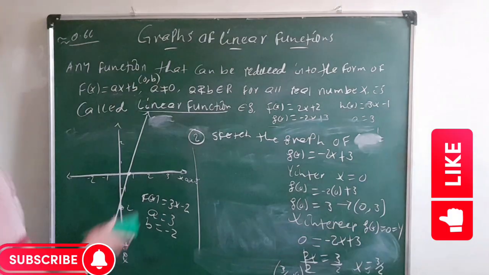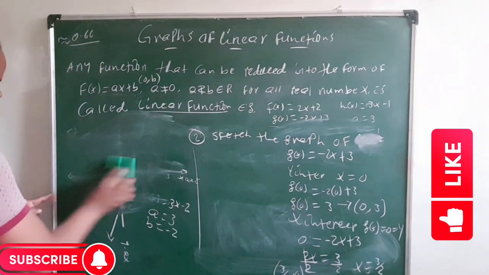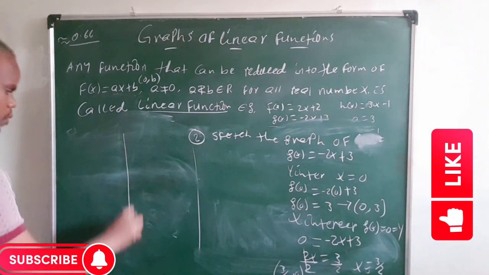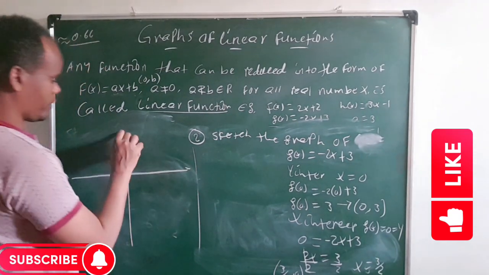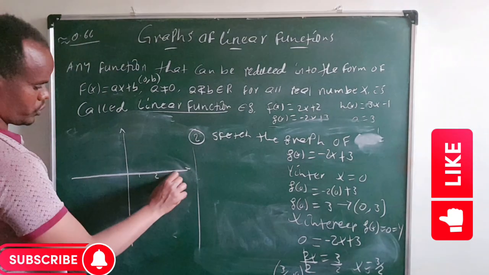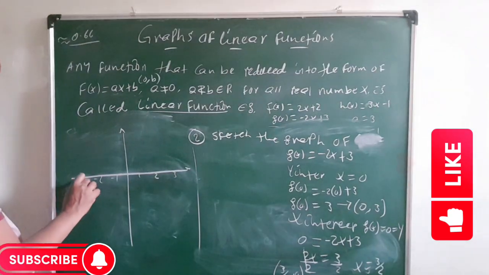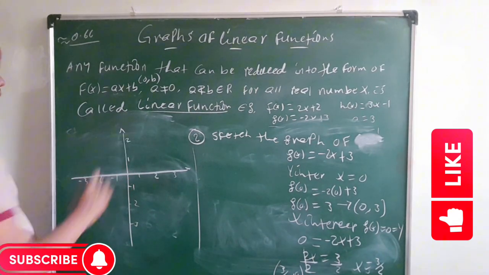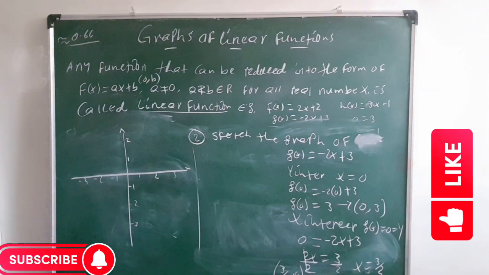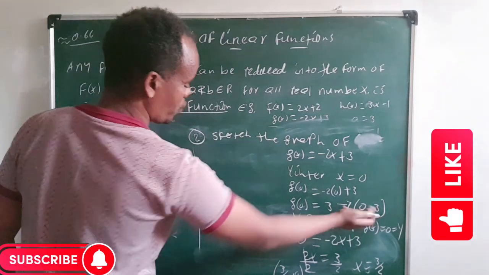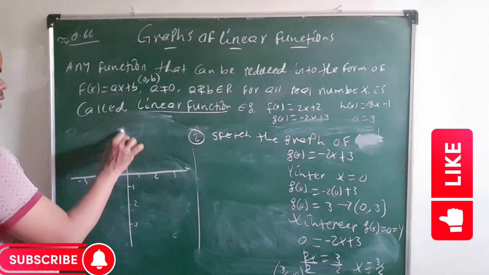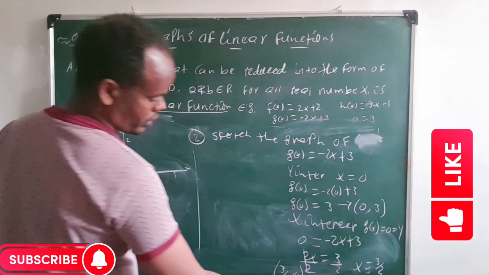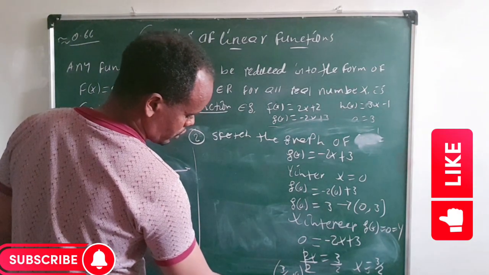Okay, so the graph will be like this: this is the y-axis, and this one is the x-axis, marked 1, 2, 3, -1, -2, -3. The y-intercept (0, 3) is at this point, and the x-intercept is (3/2, 0).